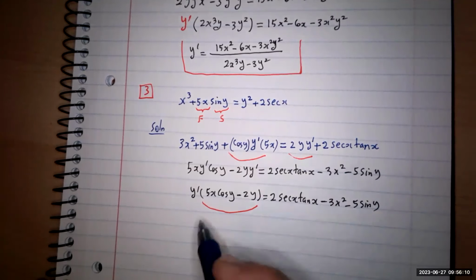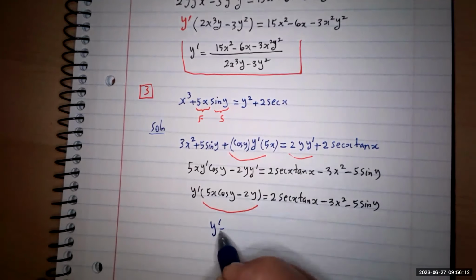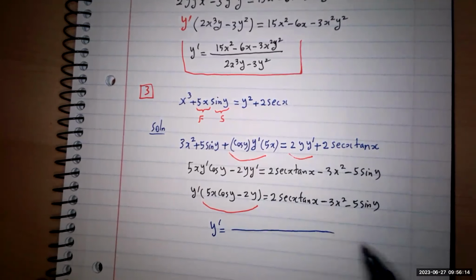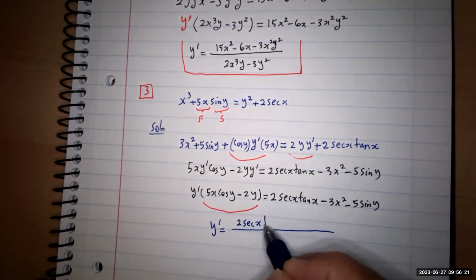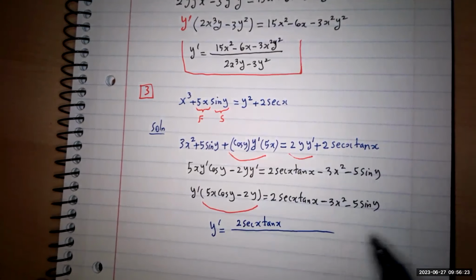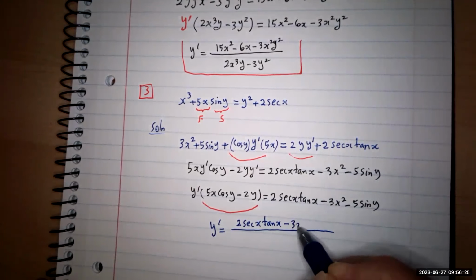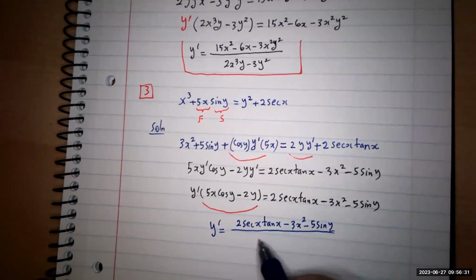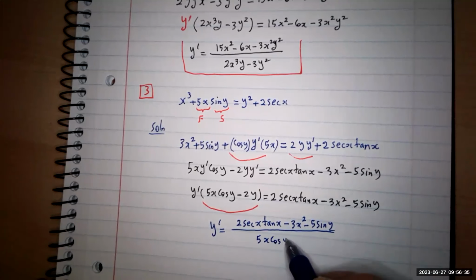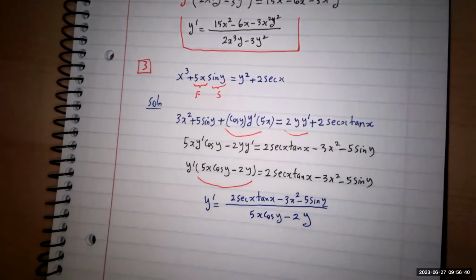Okay, so this is it. So your y prime is going to be the following. We get 2 secant x tangent x, minus 3x squared, and minus 5 sine of y. And you have to divide it by the leftover, which is going to be 5x cosine of y minus 2y. That is the final answer.